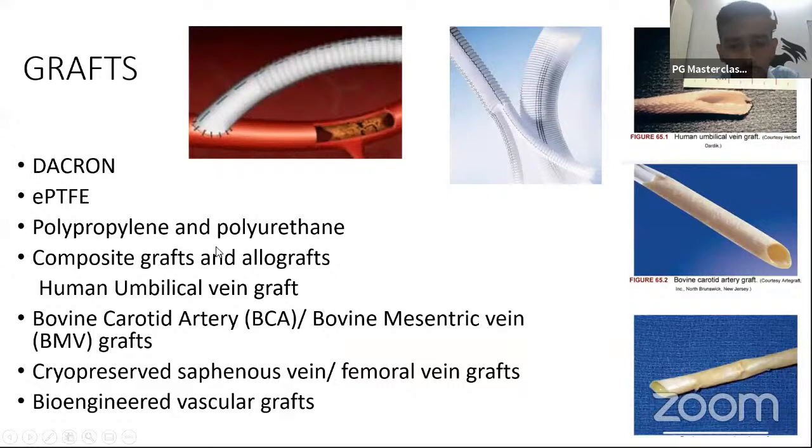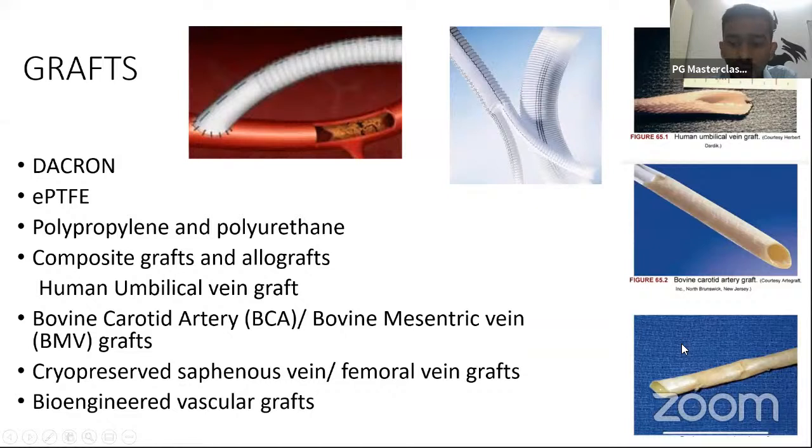There are also polypropylene and polyurethane grafts, which are not very commonly used, but polypropylene, as used in sutures and in hernia mesh repairs, is quite compatible in the human body. There are composite grafts and allografts. A human umbilical vein graft, as shown in this figure, is a novel technology which was started in the US in the 1970s, but has gone out of date, and the FDA has disapproved its regulation and it is no longer in use. It was last used in 2004.